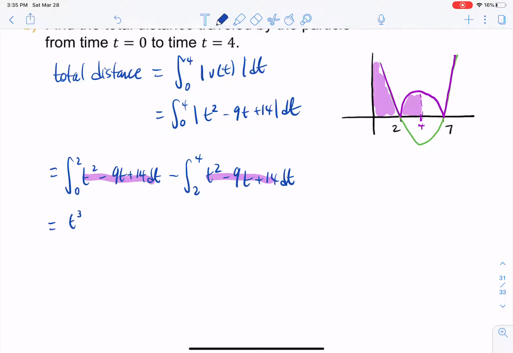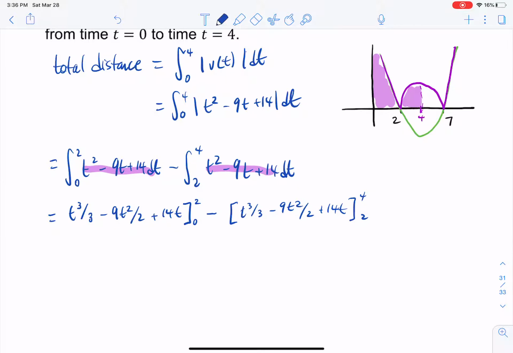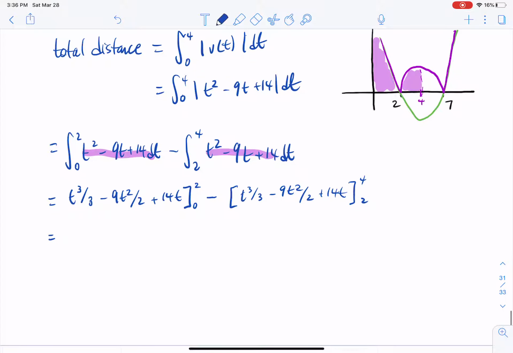It will be t cubed over 3 minus 9t squared over 2 plus 14t. There's our antiderivative. It's going to be the same exact one over here on the other side. But this one's going to be evaluated from 0 to 2, minus the next one, t cubed over 3, minus 9t squared over 2, plus 14t, this time evaluated from 2 to 4. Okay, and now use the fundamental theorem of calculus, plug stuff in, and then make yourself a decision whether or not you want to simplify it or not.